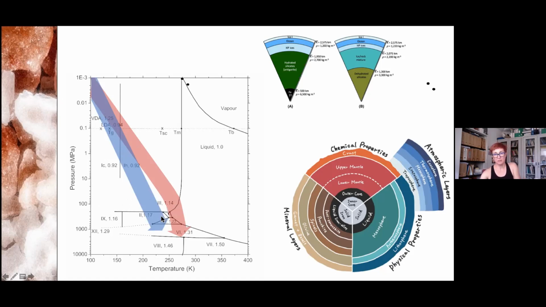So it's imperative to have and to know this kind of phase diagram to be able to model the internal structures of these icy moons and to know if they are really habitable.